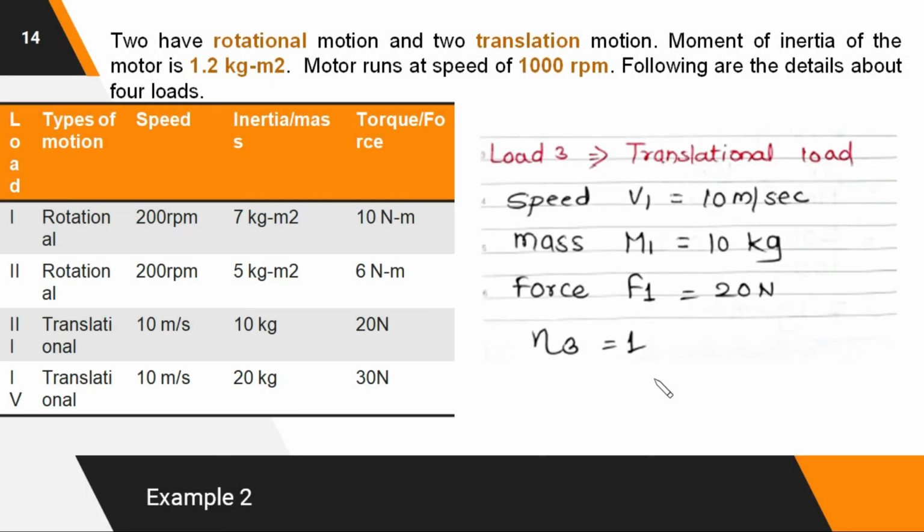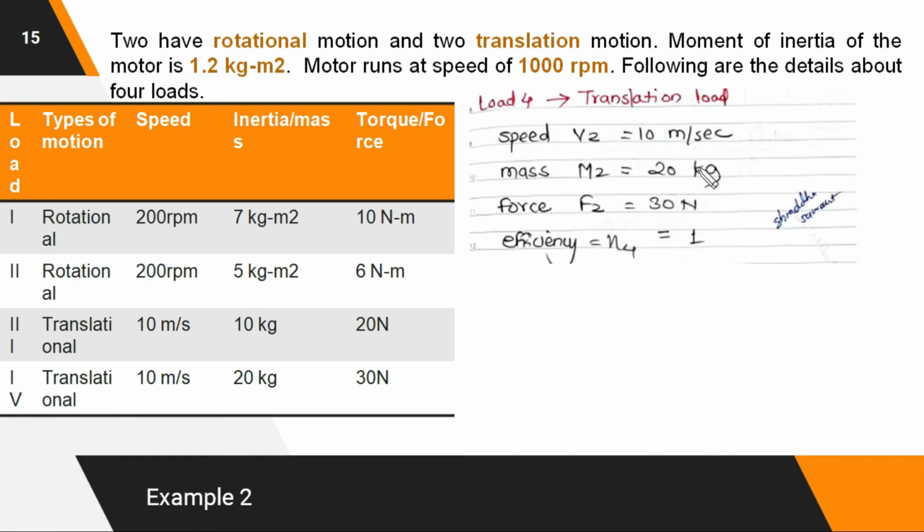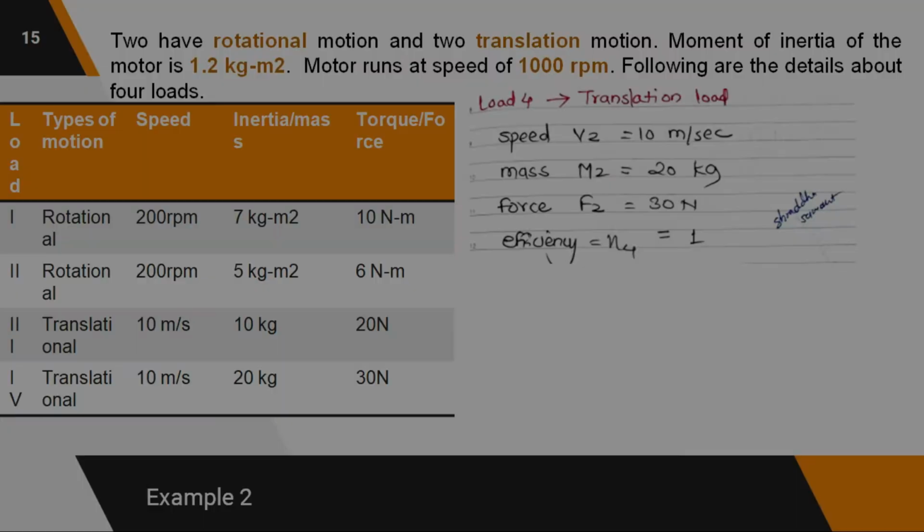For the third one, a translation load. For the translation load, this is velocity V1, this is M1 10 kg, 20 is the force, and efficiency is 1. Similarly for translation load 4, V2 is equal to 10 meter per second, M2 is equal to 20 kg, and F2 is equal to 30 N. And efficiency we will consider as 100%. So we have given a notation to all the data from the table.